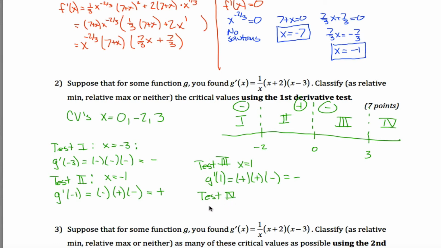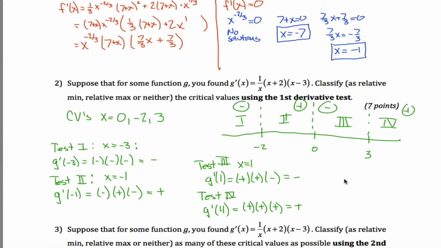Finally, region 4. Take any number you want in region 4. I don't know, 4 maybe? Let's see, 1 over 4 is a positive number. 4 plus 2 is a positive number. 4 minus 3 is a positive number. A positive times a positive times a positive is a positive.